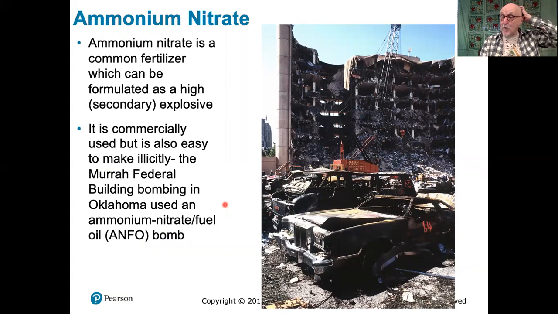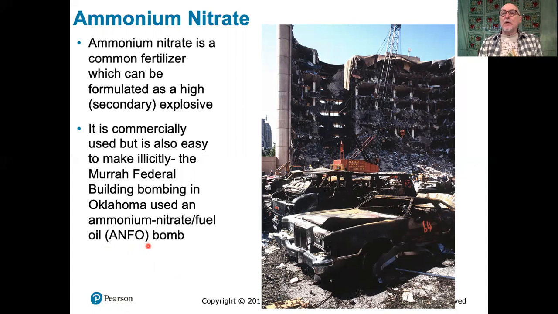Okay, so here is one of the most important of all of the cases in the United States which used ammonium nitrate as the basis for a bomb. There had been earlier, in the 1970s, the initial attack on the World Trade Towers, which was also the same kind of bomb. This is the infamous Murrah building bombing, which was the responsibility of Timothy McVeigh. And this bomb was constructed out of ammonium nitrate and fuel oil. So it was a typical ANFO bomb.